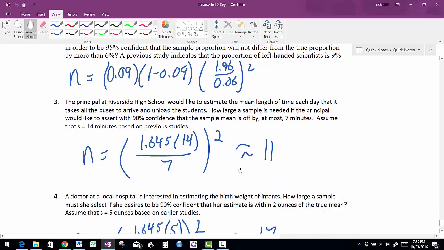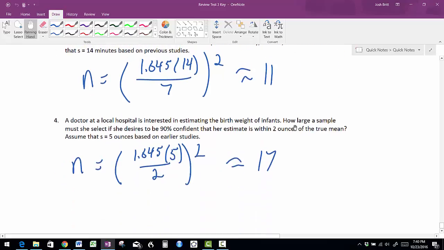All right, and then as well, here you'll do the sample size for estimating the mean, and so you'll see mean here. You know to use z alpha by 2 times s over the margin of error, squared. Z alpha by 2 again comes from table 5 based on 90% confidence. Standard deviation is here, and your margin of error is at most 7 minutes.